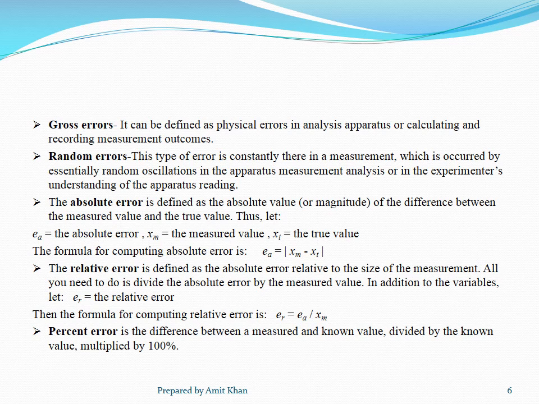The absolute error is defined as the absolute value or magnitude of the difference between the measured value and the true value. The relative error is defined as the absolute error relative to the size of the measurement. All you need to do is divide the absolute error by the measured value. Then comes percentage error. Percentage error is the difference between a measured and known value divided by the known value, multiplied by 100%.